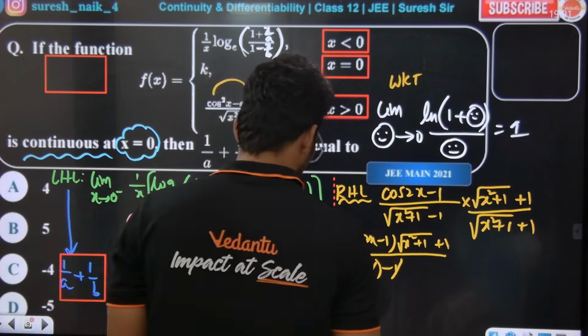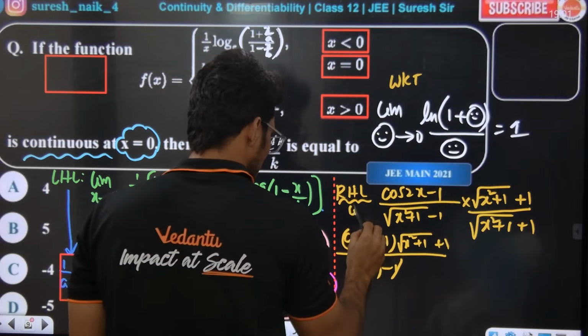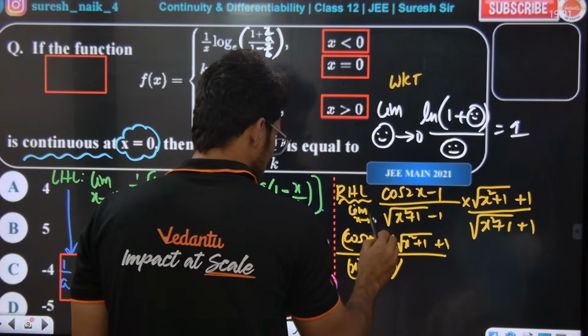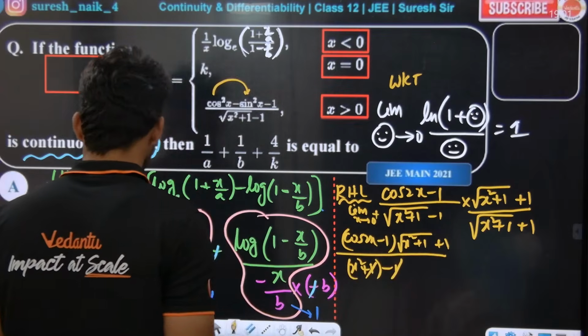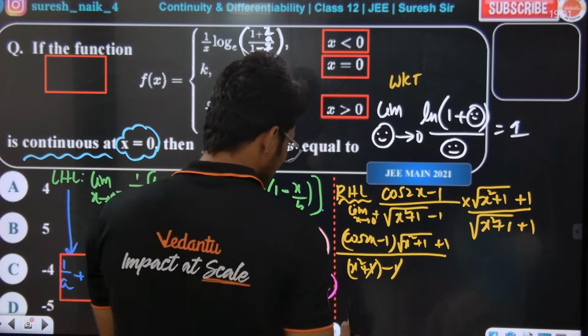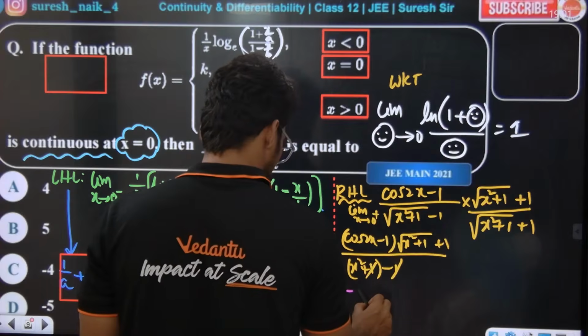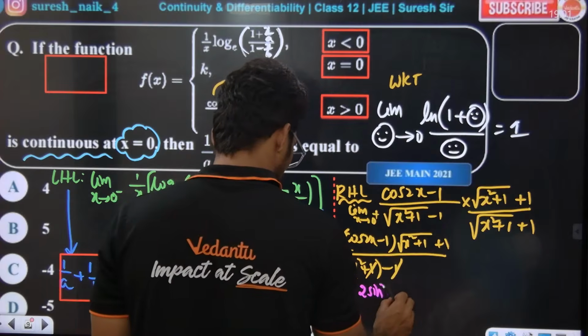Super, sir. I have one doubt, sir. What is the limit extending towards? 0, da. The limit is extending towards 0 only, basically 0 plus. We have to put 0. Cos 0 is 1. Sir, what is the formula for cos 2x minus 1? Taking minus common, it is minus 2 sin square x.